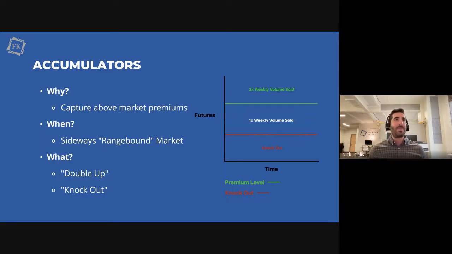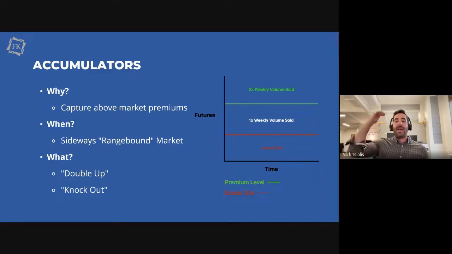Let's talk about it. So an accumulator is a great tool to use in a range-bound market where things are pretty much going sideways. And what it does is it allows you to capture premiums above the current market. What does that look like? There's two words that you need to understand. One is the double up, and the other is the knockout. So if we look at the graph that we've got here, and futures prices are set at $10, let's say that you've got an accumulation level or a double up where you can sell above the market at $11. Man, I'd love to sell $11 futures in a $10 market.